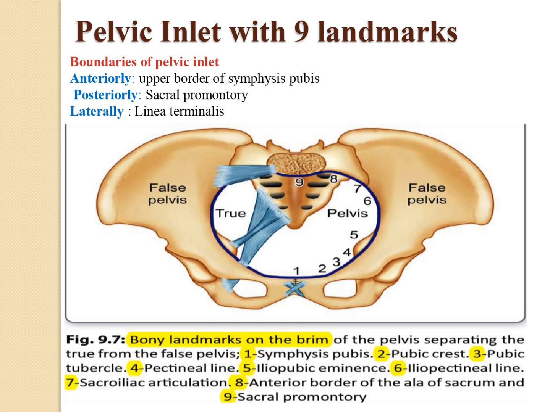Number 2 is pubic crest. Number 3 is pubic tubercle. Number 4 is pectineal line. Number 5 is iliopubic eminence. Number 6 is iliopectineal line. Number 7 is sacroiliac articulation. Number 8 is anterior border of ala of sacrum, and number 9 is sacral promontory.